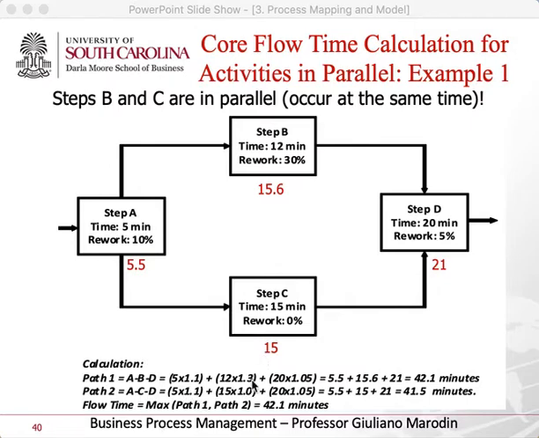And remember, here we're only looking at core process flow time. It's going to be the highest one, the longest one, in the critical path methodology. So that's the 42.1. Very important to understand if they're parallel or alternative paths. If they're parallel paths, you calculate all the possible paths, and the longest one will be your core process flow time. Does that make sense?